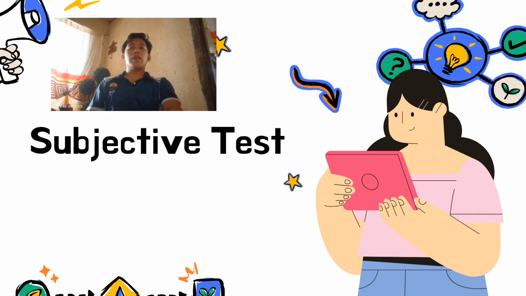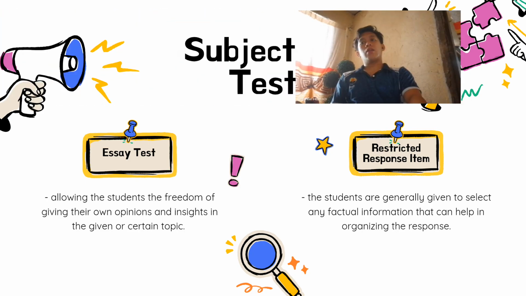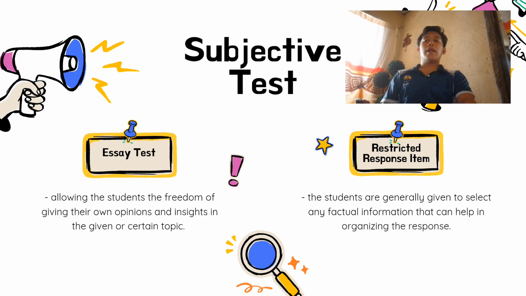The second type of test is the subjective test. We have 2 subjective tests: the essay test, which allows the students the freedom of giving their own opinion and insights on a given or certain topic. In this type of test, the essay test, we give a certain question, and the students show their own opinions, their rightful insights on the given topic.